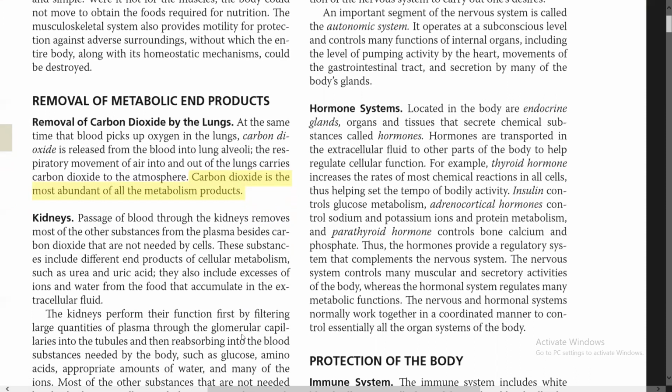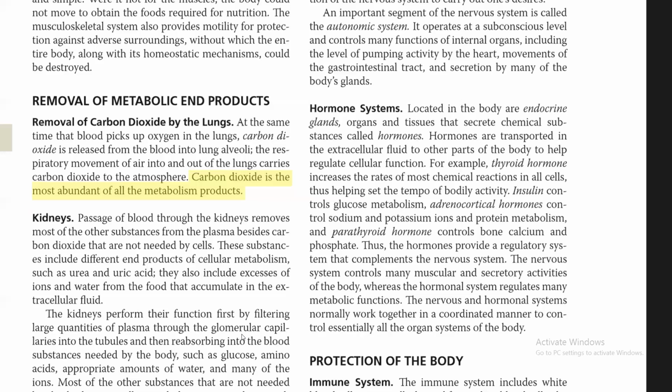So now if we talk about hormone systems. Located in the body are endocrine glands, organs, and tissues that secrete chemical substances called hormones. Now, the body releases different kinds of chemicals which are called hormones. Hormones are transported in extracellular fluid to other parts of the body to help regulate cellular function. For example, thyroid hormone increases the rate of most chemical reactions in all cells, thus helping set the tempo of bodily activity. Insulin controls glucose metabolism. Adrenocortical hormones control sodium and potassium ions and protein metabolism. Parathyroid hormone controls bone calcium and phosphate. Thus the hormones provide a regulatory system that complements the nervous system.